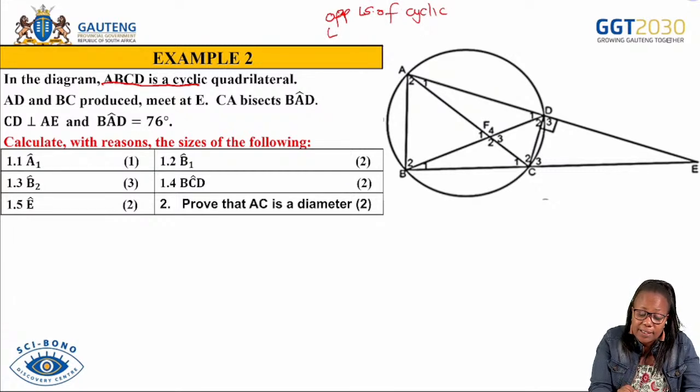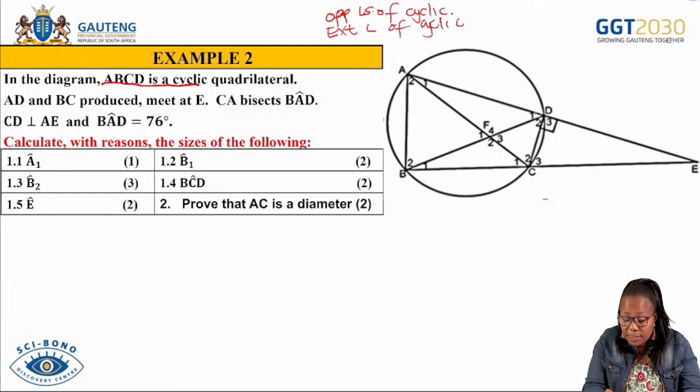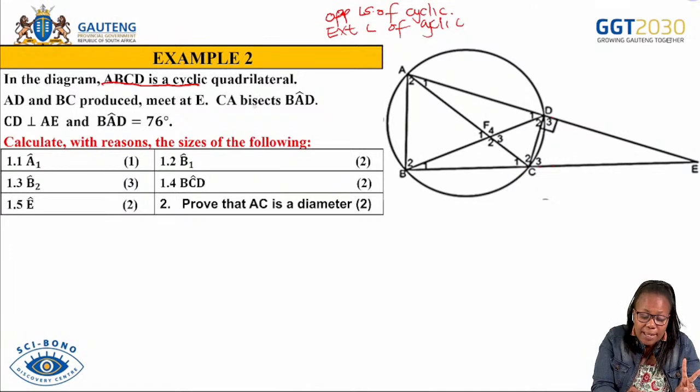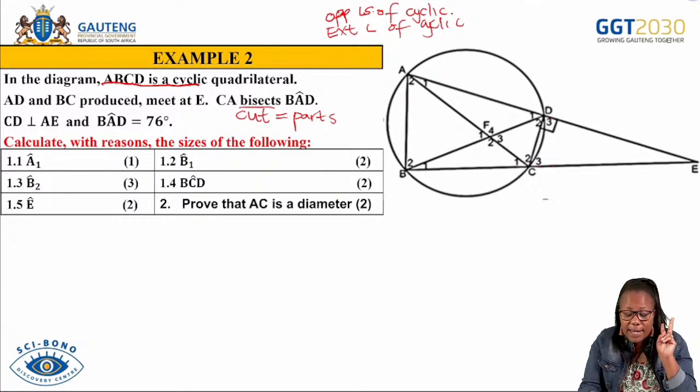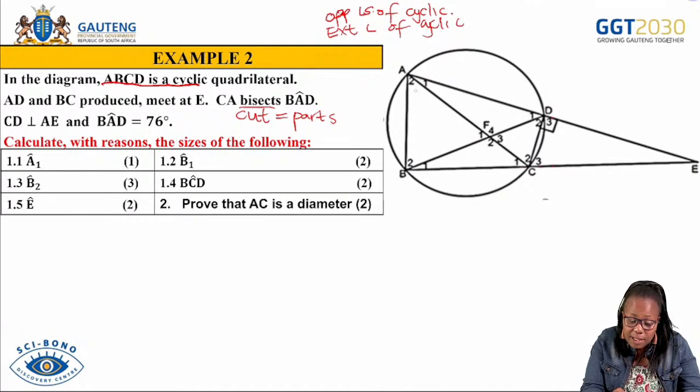We'll look at the exterior angle of a cyclic quad, because we can see that there is an extension of sides there. AD and BC produce to meet at E. And then CA bisects. To bisect is to cut into equal parts. CA is bisecting angle BAD. This simply means this angle here will be equal to that one in value.